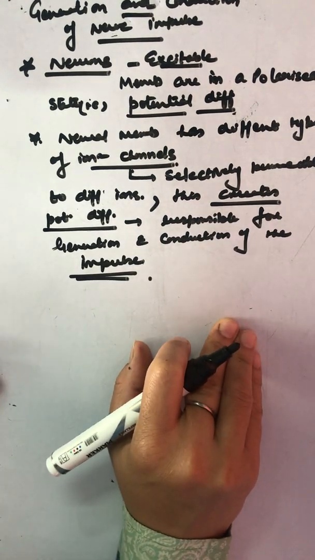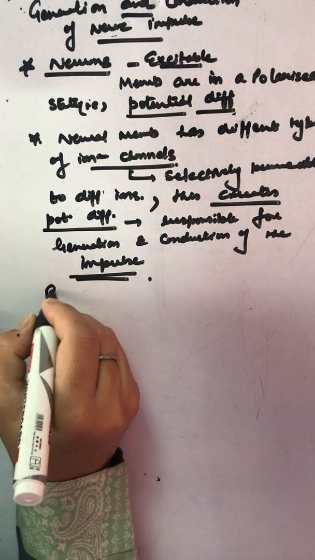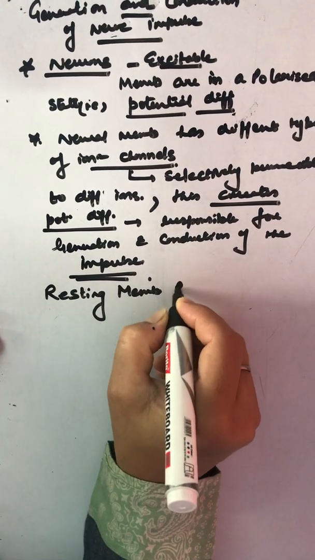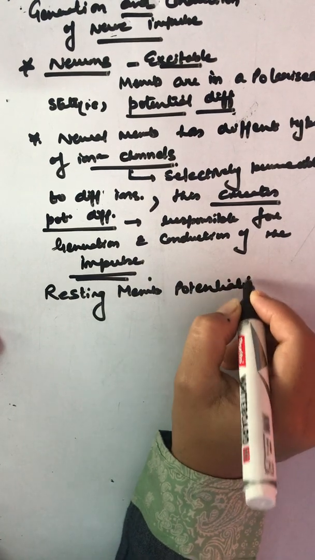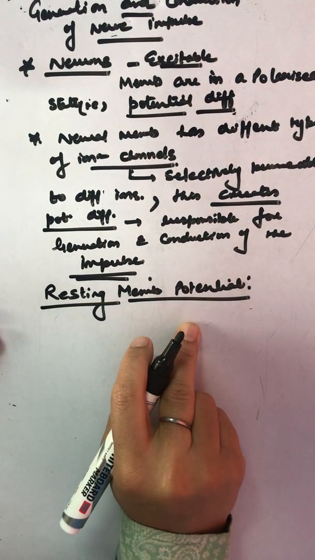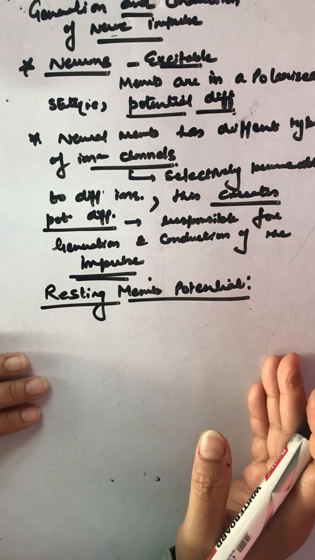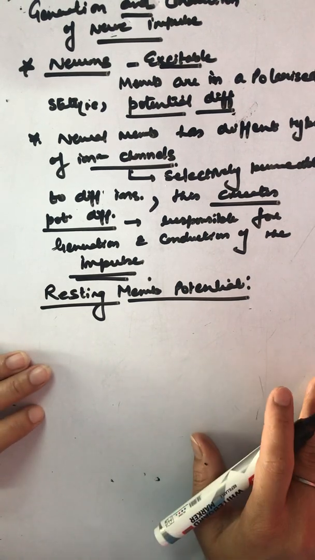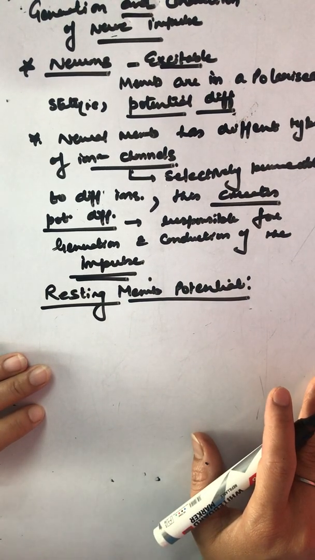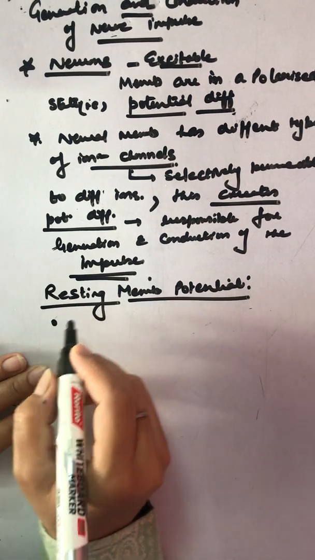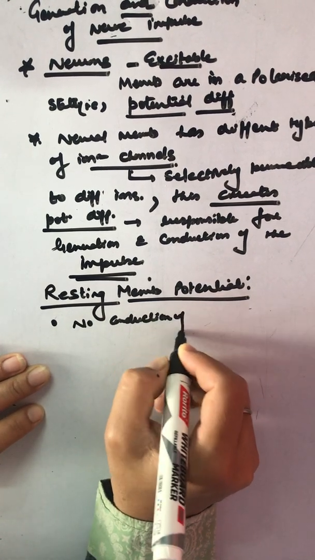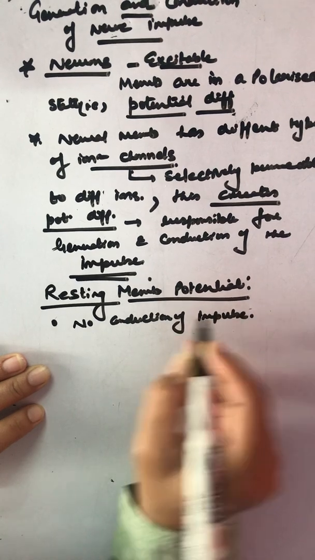Clear? First of all, we are talking about the resting membrane potential. Resting membrane potential means the resting stage of the neuron. Basically, when it is at the resting stage, no conduction takes place. There is no conduction of impulse. That is what is known as the resting stage. Clear? So what happens there? First of all, no conduction of impulse. It's at a resting stage.